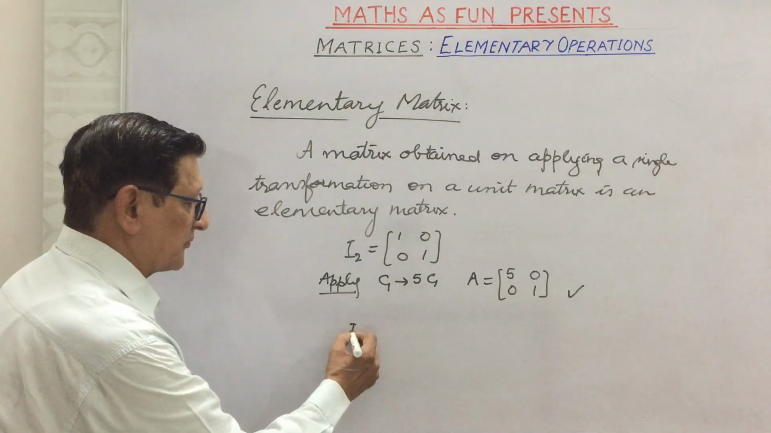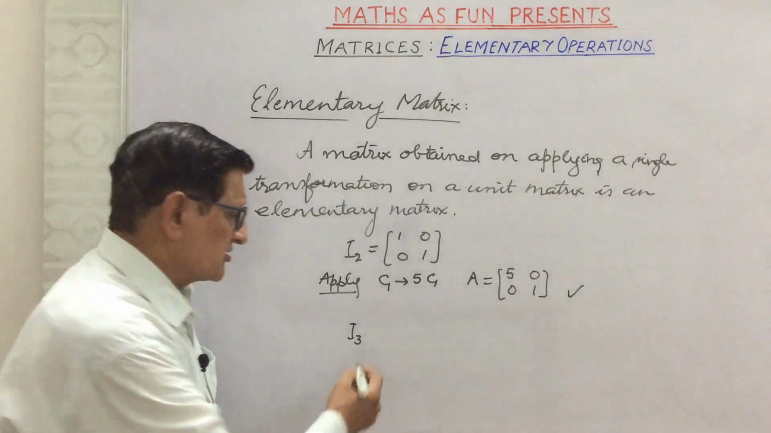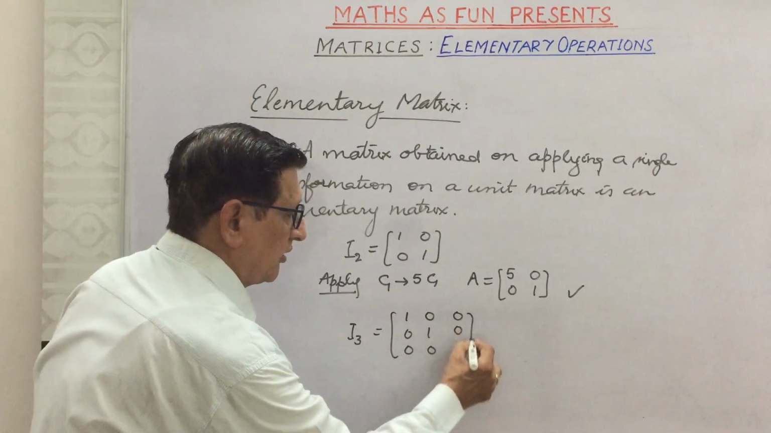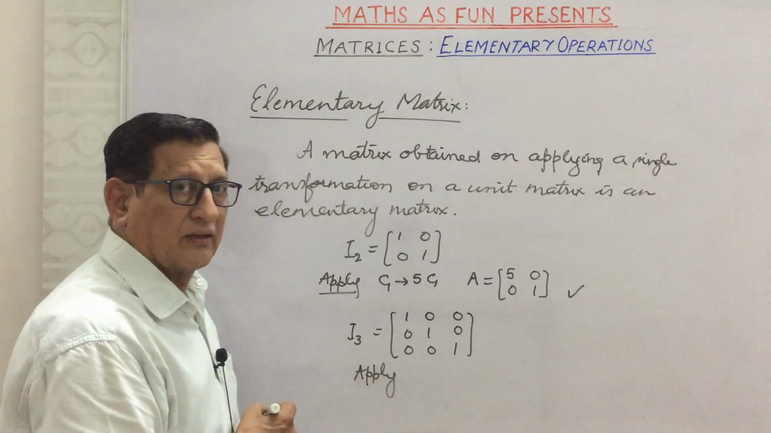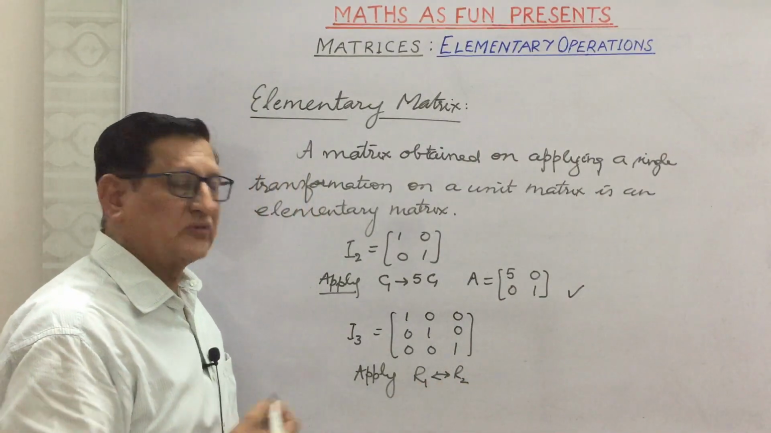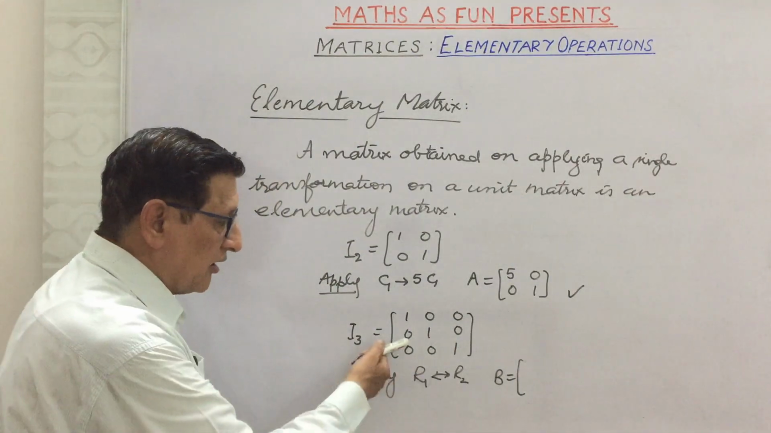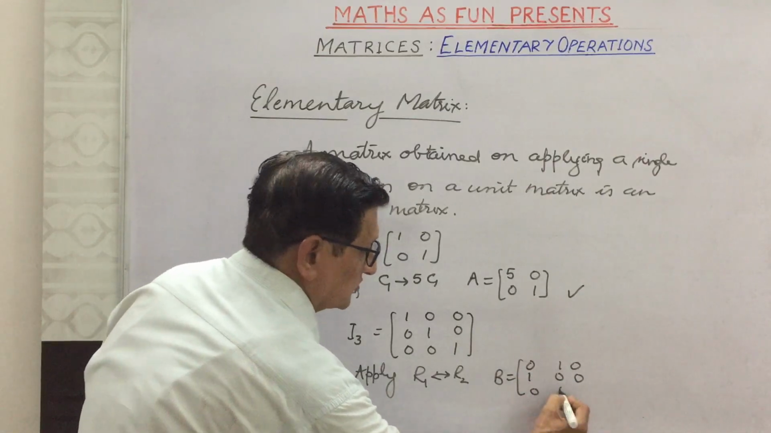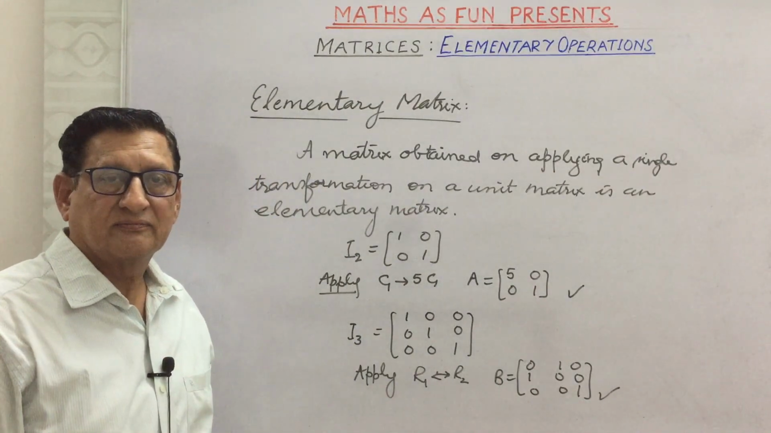Another example we can take, suppose I3, that is the unit matrix or identity matrix of order 3, which is 1 0 0 0 1 0 0 0 1. Suppose we perform an operation in this, that is R1 and R2 we are interchanging. Then suppose we get a matrix B, that will be 0 1 0 1 0 0 and 0 0 1. So here B is also an elementary matrix.